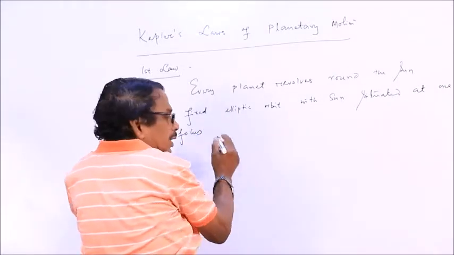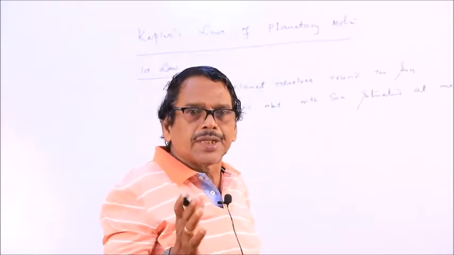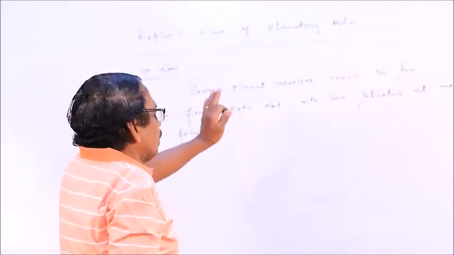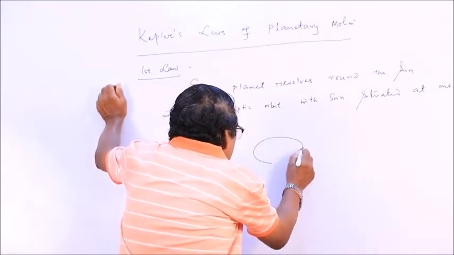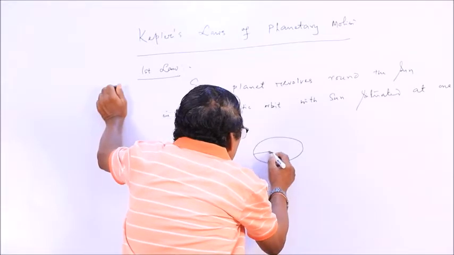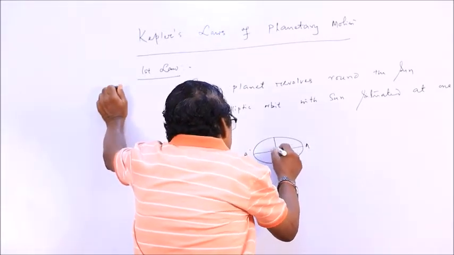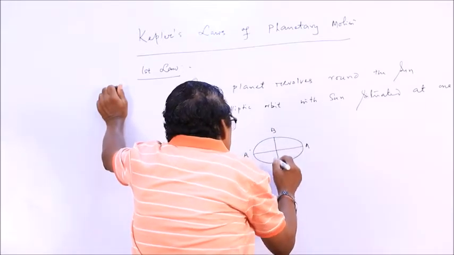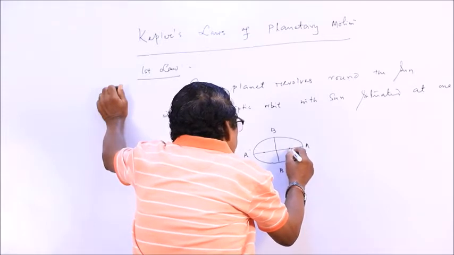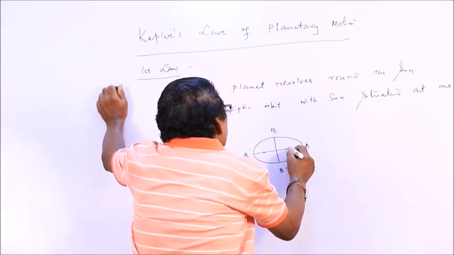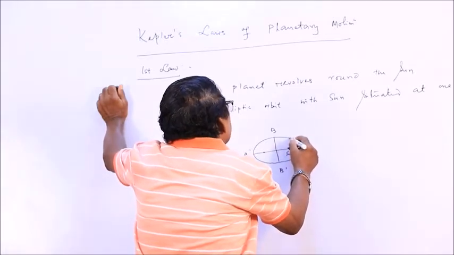An elliptic orbit has two foci. The sun is situated at one focus and the planet revolves around the sun in the elliptic orbit. For different planets, the orbits are different. Like this, this is an elliptic orbit. There are two axes, one is the major axis, the other is the minor axis. Here is one focus, here is another focus. The sun is situated at one focus. Here is the sun, here is the planet.